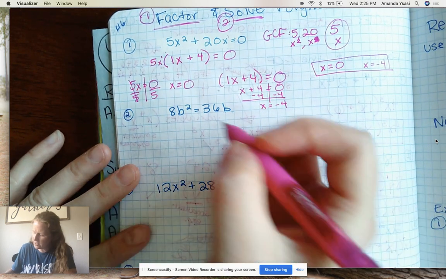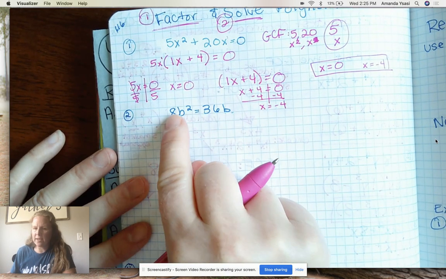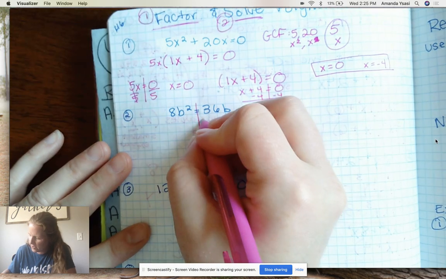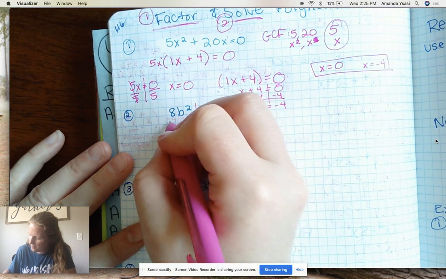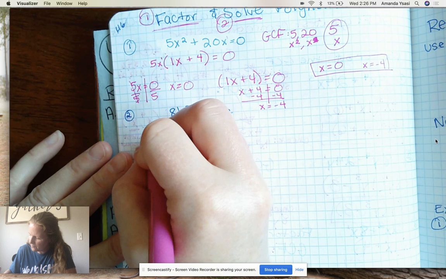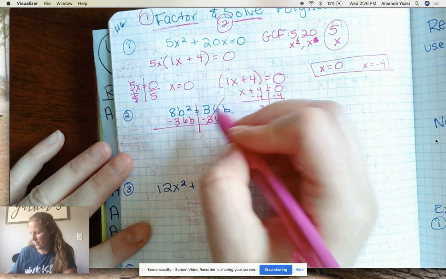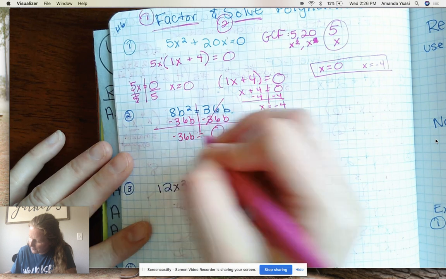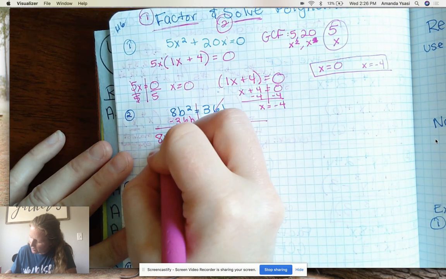Okay, let's go to the next one. Everything is separated by the equal sign, so I really need to move it around first. So I need a minus 36b. So it becomes a 0. And this is negative 36b. And this is 8b squared.